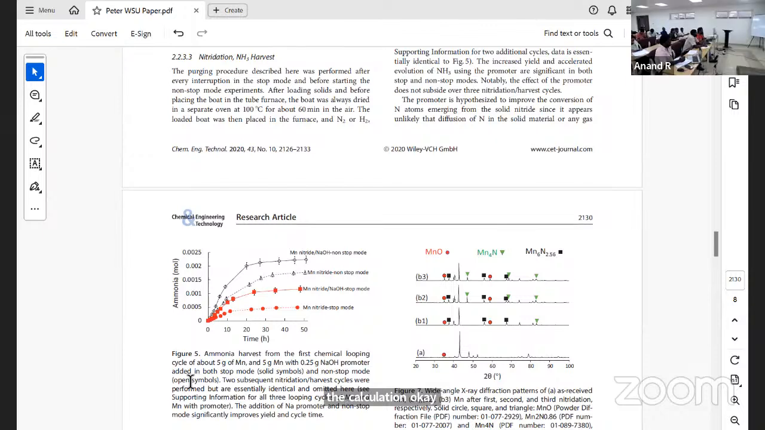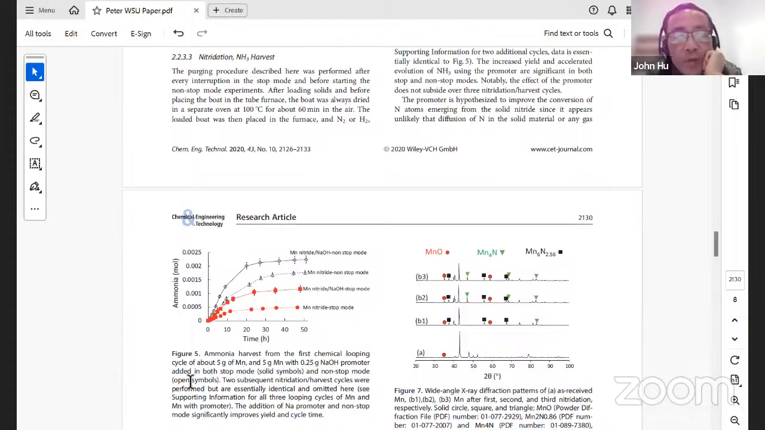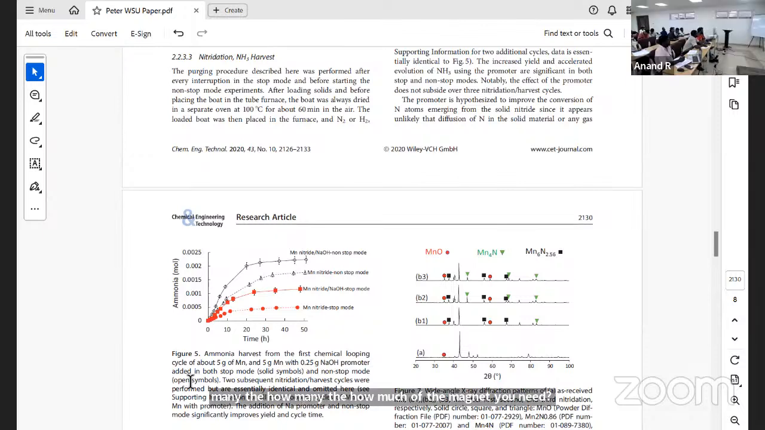We need around 14.4 metric tons of manganese per day. Sir, could you say it again? Just tell me the answer. How much manganese do you need? 14.4 metric tons per day.